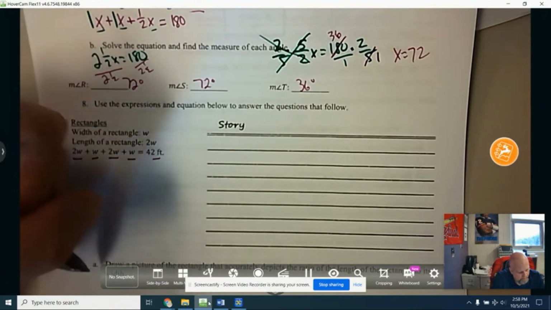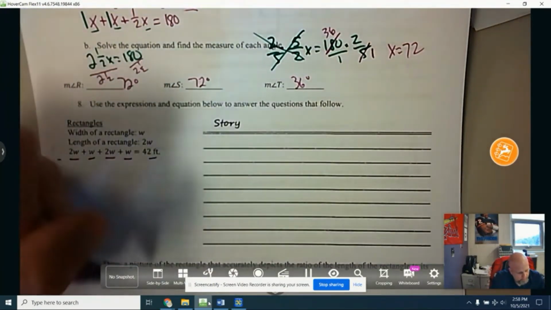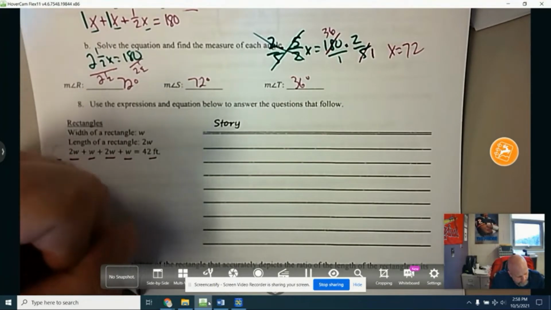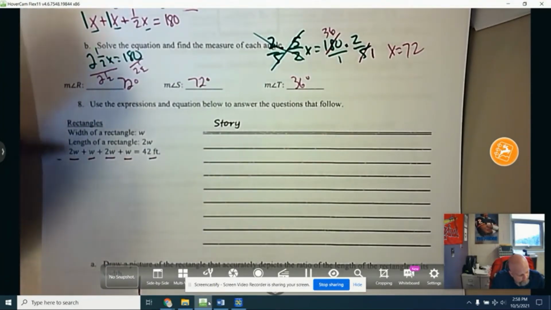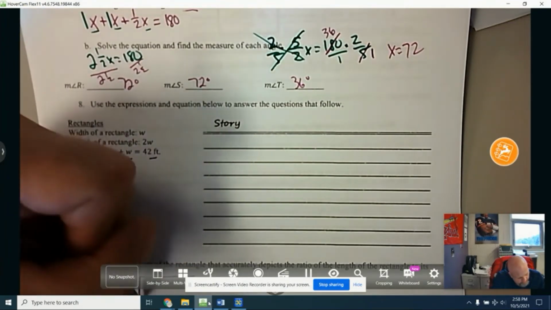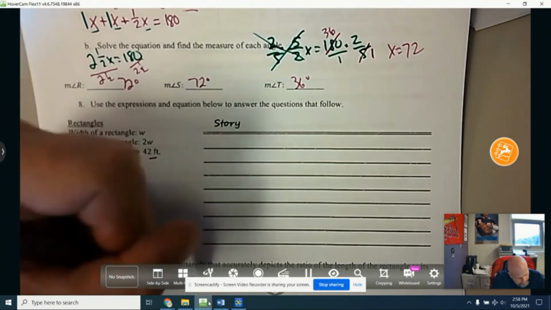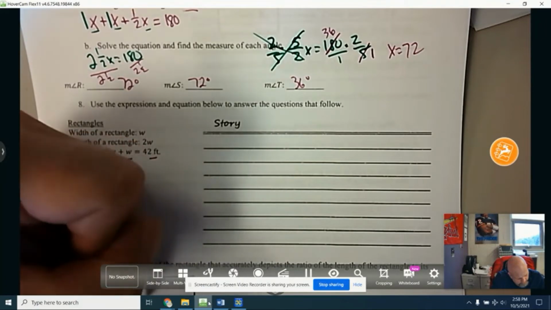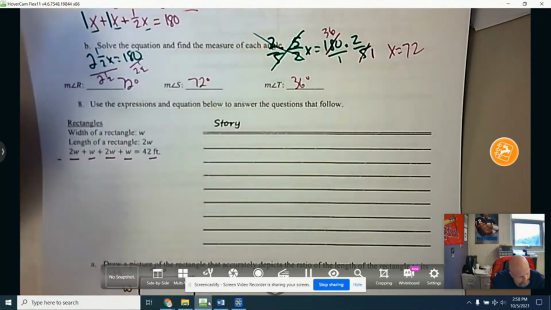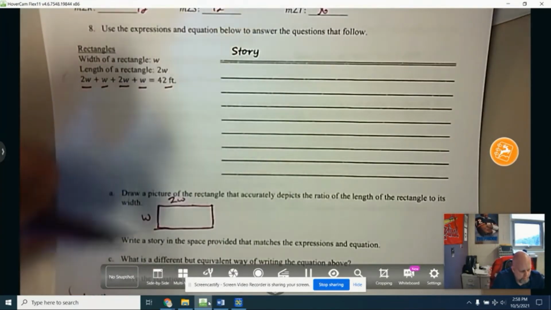Okay, so letter A, draw a picture of the rectangle that accurately describes the ratio of the length to its width. So we see here the width is W, but the length is twice that amount. So maybe about so. So this would be W, and then that would be 2W. Okay, so maybe my rectangle may look something similar to that. So W, 2W. Write a story that matches all that.